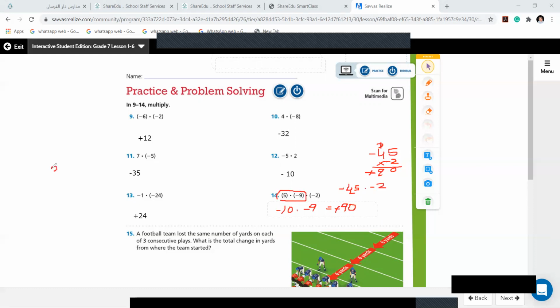Let me give you one more example, Dana. 3 times minus 4 times minus 2. Tell me the answer. First multiply these two, you get minus 12. Then times minus 2. 12 times 2 is 24. Both same sign, you get a positive sign. Now did you get this? All of you? Any questions? Stop me here.